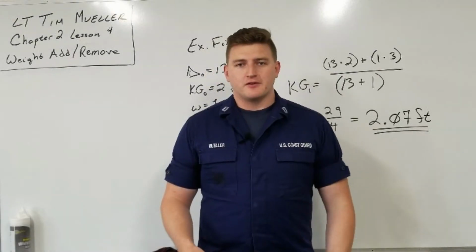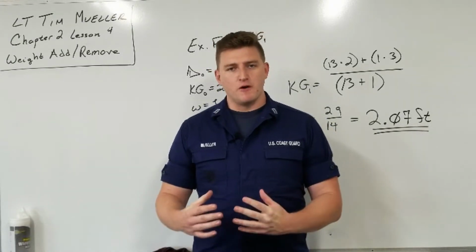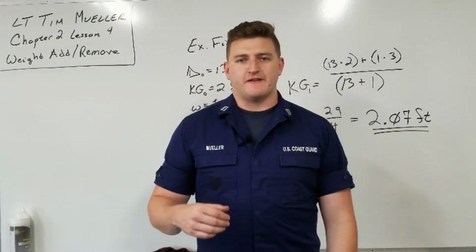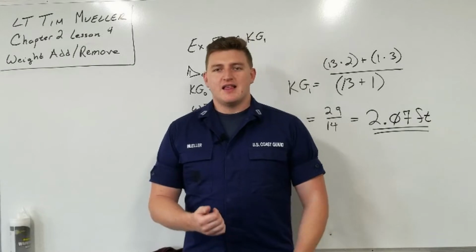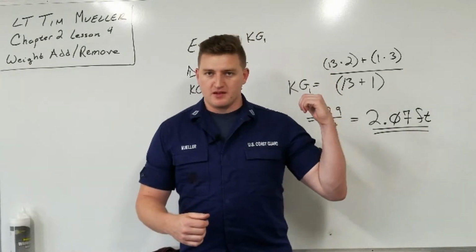So far in this chapter, we've talked about the reference points on a ship. We've talked about how to find KG using moments as a more graphical representation. Then we dug a little bit more into the weeds and we found out how to calculate the movement of center of gravity in a weight shift. Then we found how to find the new KG when we're talking about weight removals and weight additions.